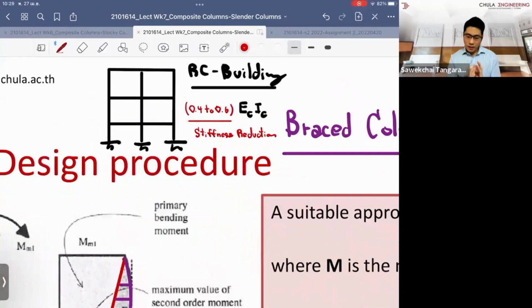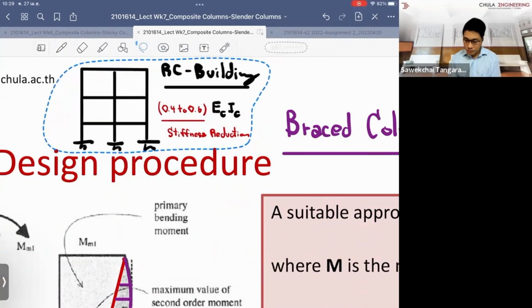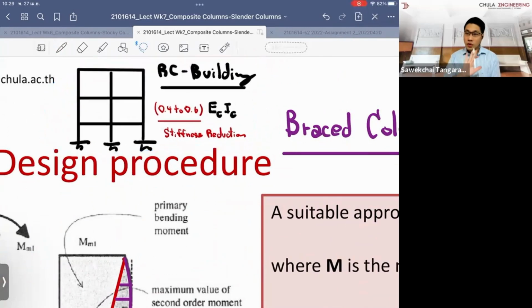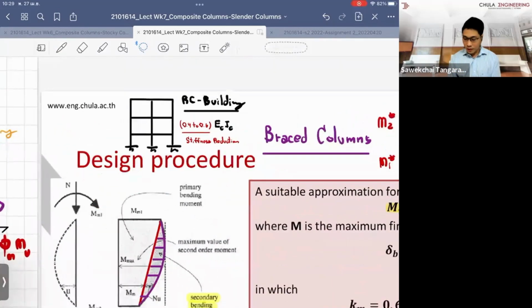But when you talk about the analysis of the concrete, sorry, of the steel structures, you don't need to, because steel doesn't form cracks at all. So you can use the full stiffness in the steel, right? This is the benefit of the steel.